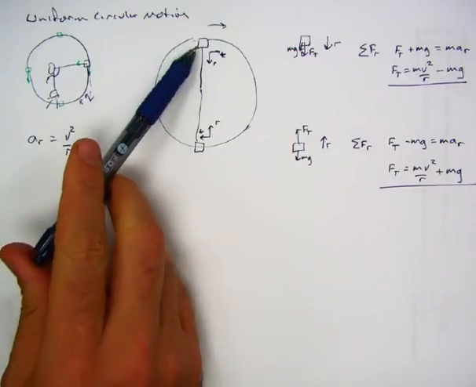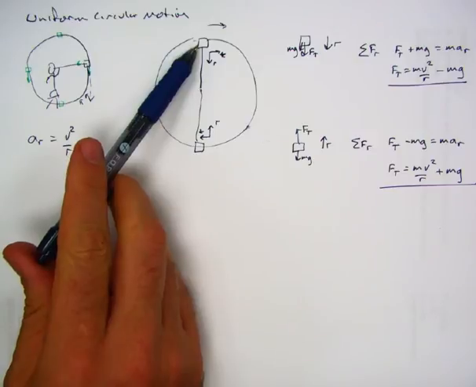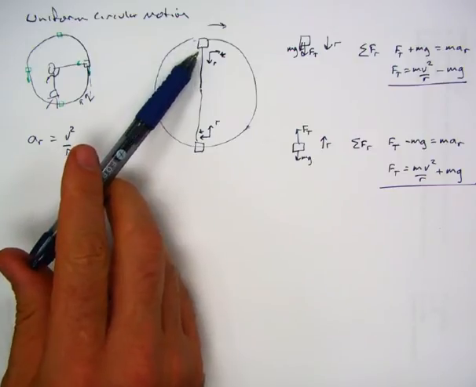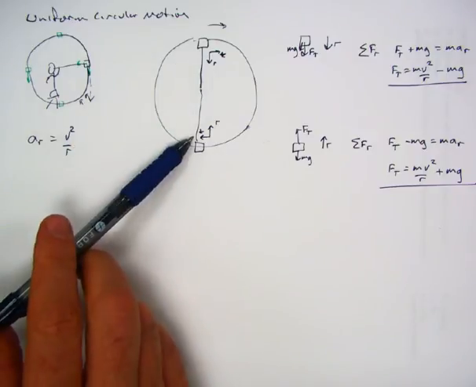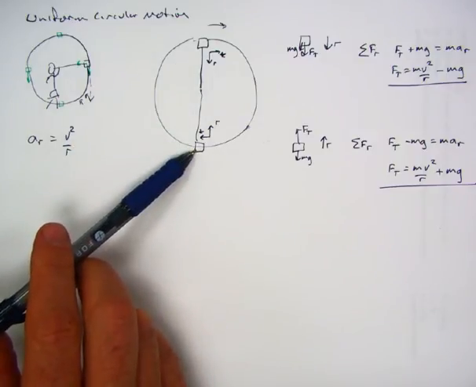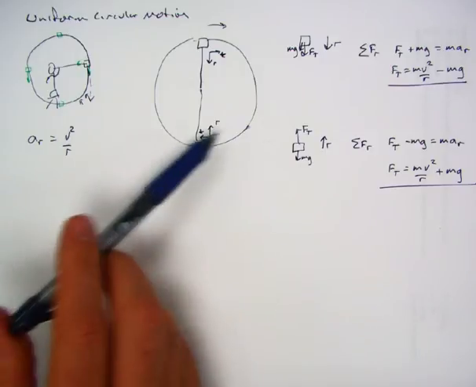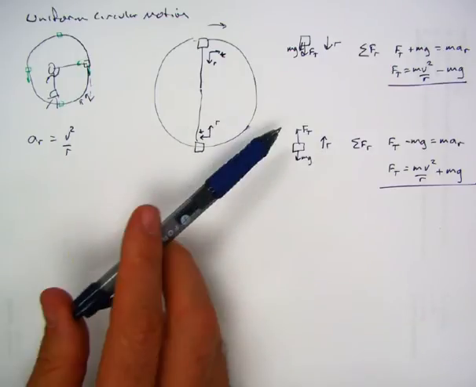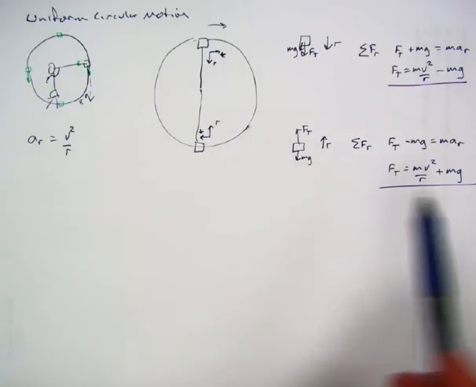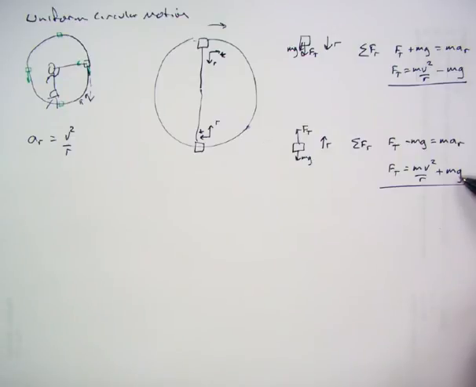Well, up here, gravity is helping the mass change direction, so the string doesn't have to work as hard. It doesn't have to apply such a big force. Whereas down here, the string has to support the weight of the mass, and it has to get the mass to change its direction. So it has to do both. So the lower tension is definitely going to be bigger, right?